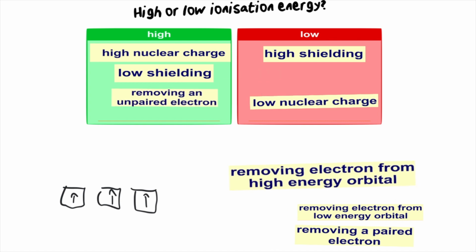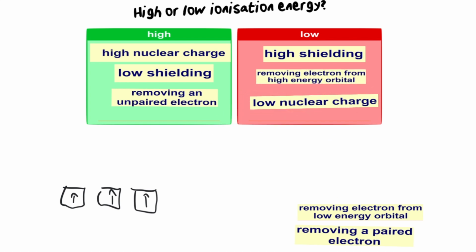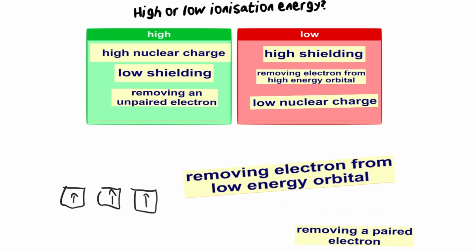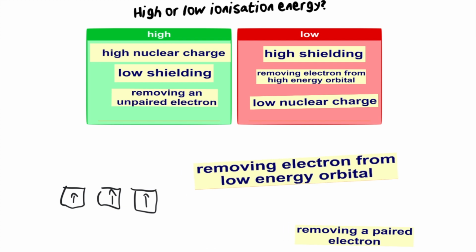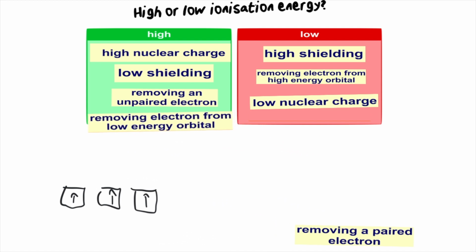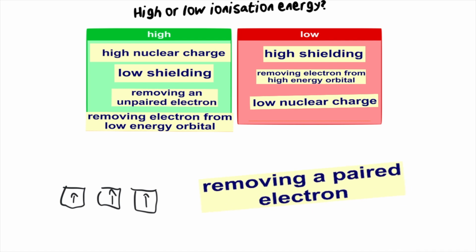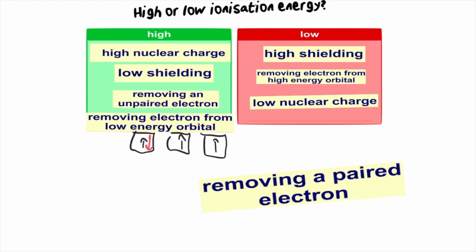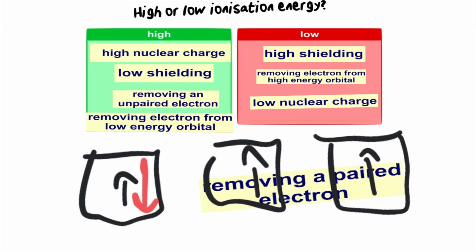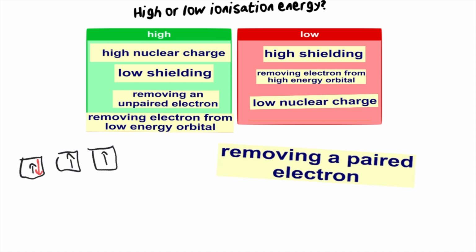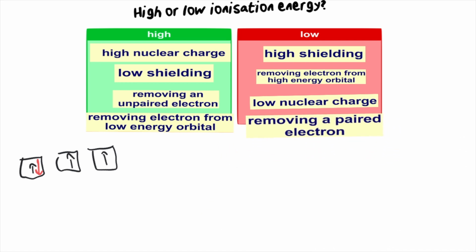Removing electrons from high energy orbitals, so if you take electrons from further away from the nucleus, that would lower the ionization energy. Removing electrons from low orbitals, so that means you're closer to the nucleus, so that's higher ionization energy. Finally, removing a paired electron. If I have paired electrons here, this red electron would be easier to remove because of what we've said earlier, known as electron pair repulsion, just like the case of sulfur. So that would lower the ionization energy.